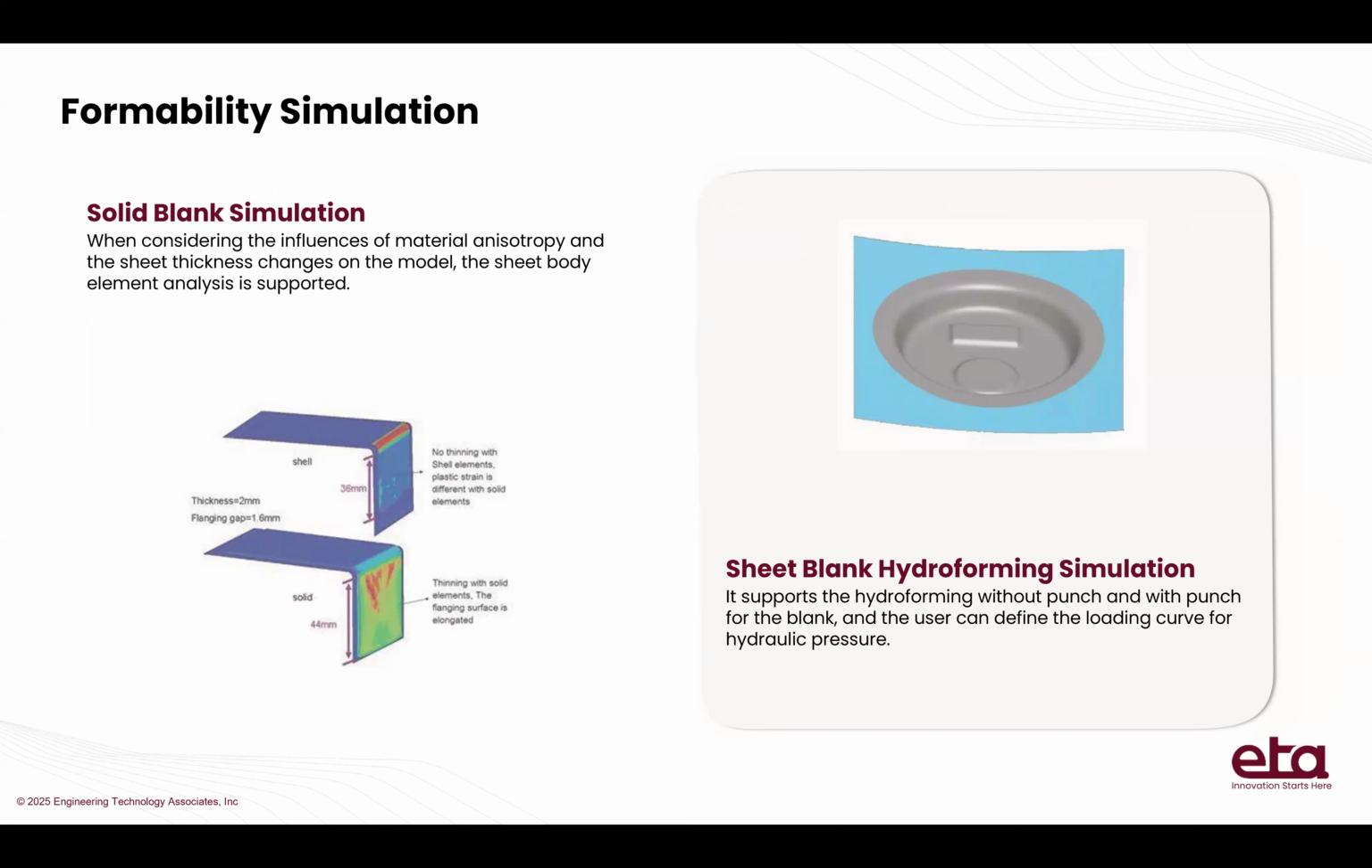The Dynaform FS module also supports solid elements and hydroforming. Solid elements capture anisotropy and thickness changes. The hydroforming module lets you define the pressure curve and simulate with or without a punch.